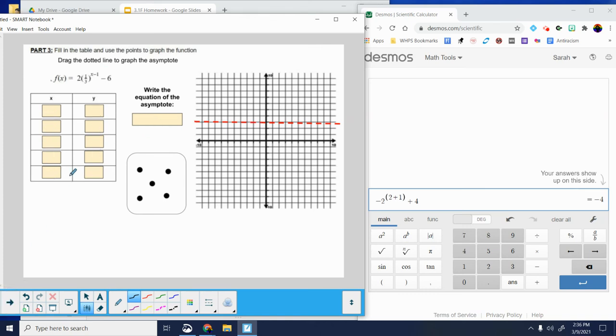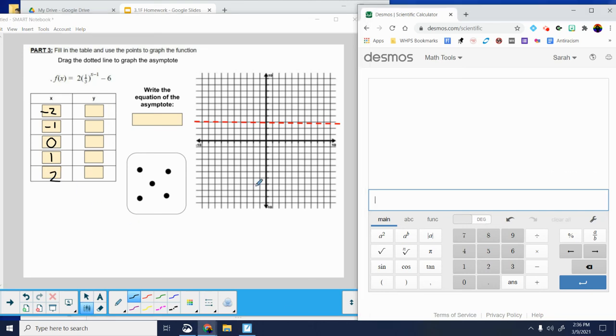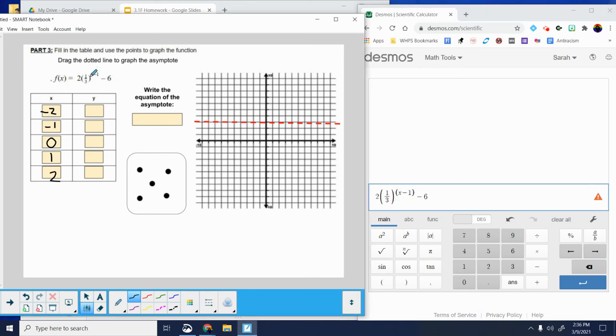Let's do the last one. So again, -2, -1, 0, 1, and 2 go into the x column. And to find the y values, I'm going to take the function. And I always just type the whole equation in first. Notice how I used parentheses around my exponent. If you don't do that, you are going to get the wrong answer. So you do need to use parentheses around the exponent.